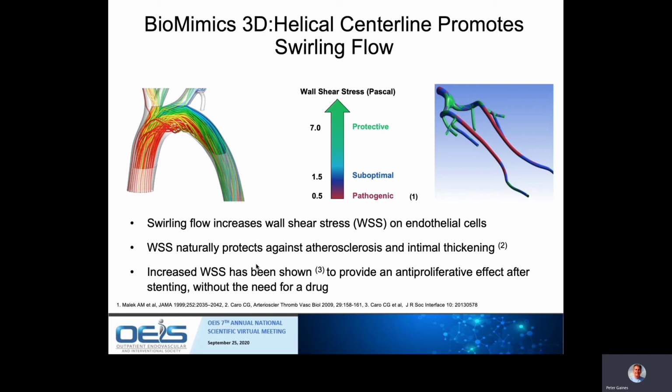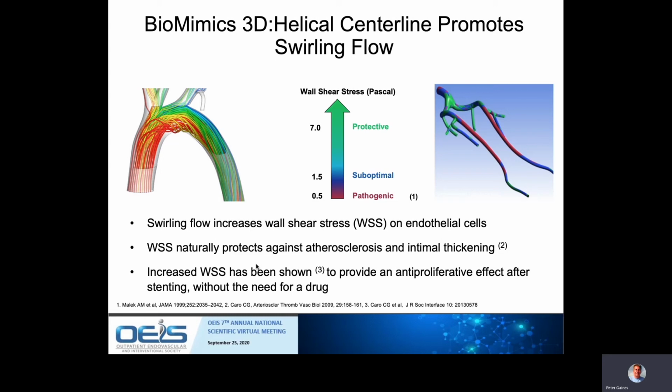High wall shear stress is a natural way of protecting against atherosclerosis, and indeed it is possible to map the generation of atherosclerosis around the body to areas of low wall shear. In particular, I think about the carotid bulb and the superficial femoral artery.